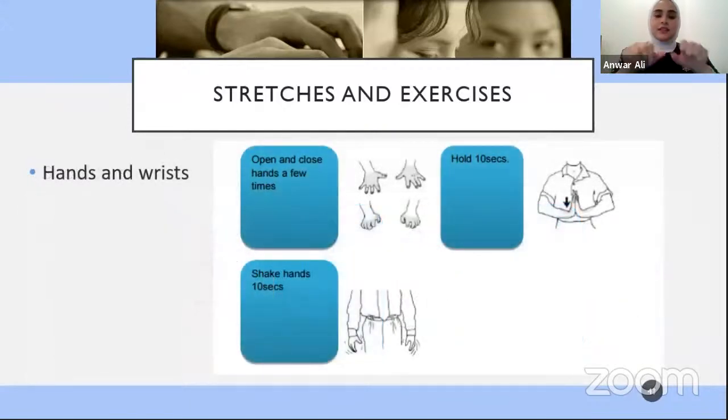For hands and wrists, open and close. Shake your hands for 10 seconds and hold your hands for 10 seconds as well. This will stretch and relieve your muscles.